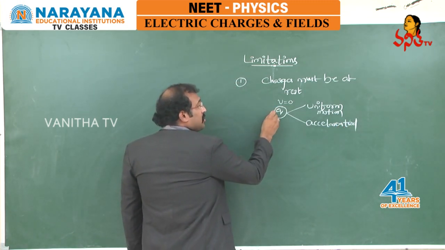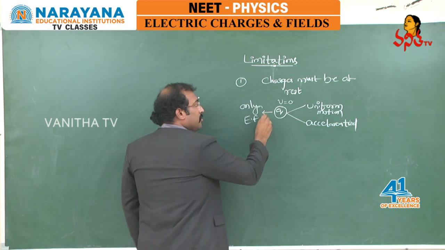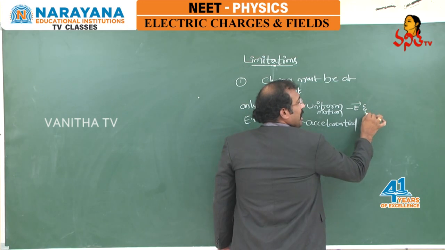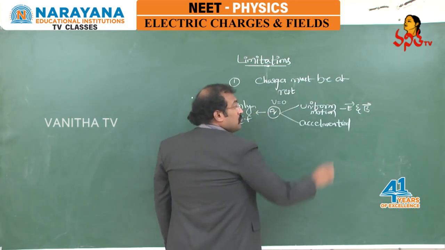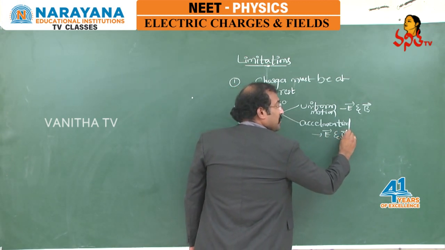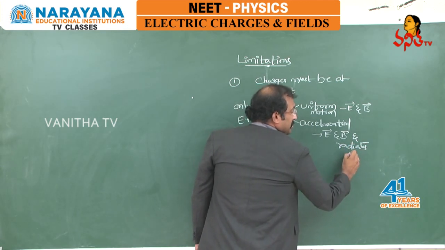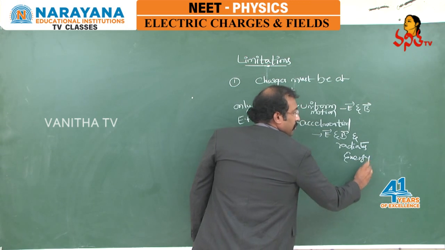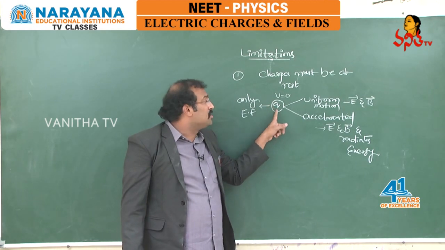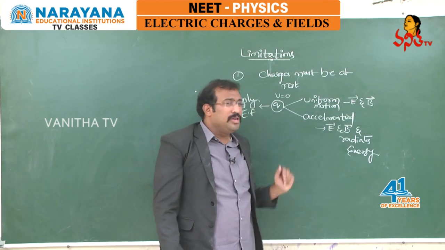So when the charge is at rest, it produces only an electric field. When the charge is in uniform motion, it produces both an electric field as well as a magnetic field. The charge in accelerated motion produces an electric field and a magnetic field and radiates energy. That is, if the charge is in motion, it will produce both electric and magnetic fields.